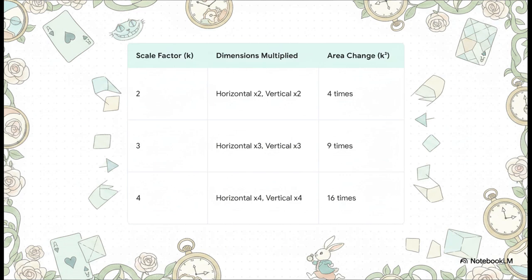It is so incredibly tempting to say, well, the length doubled, so the area must have doubled. But that completely ignores how area actually works. A scale factor acts in 2 independent directions, horizontally and vertically. So if you double the dimensions, meaning a scale factor of 2, you multiply the horizontal by 2 and the vertical by 2. 2 times 2 is 4. Doubling the lengths actually makes the area 4 times as large. And if you triple the lengths, well, 3 times 3 means the area is 9 times as large.